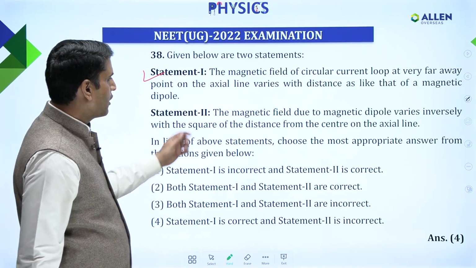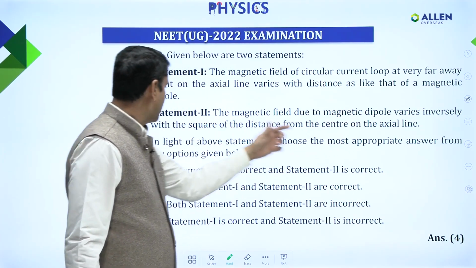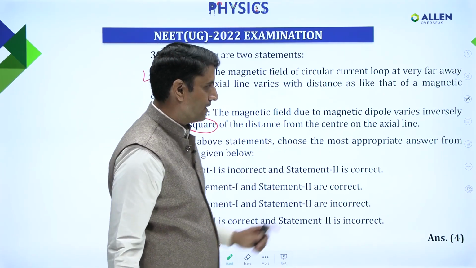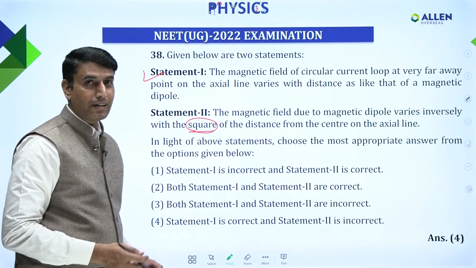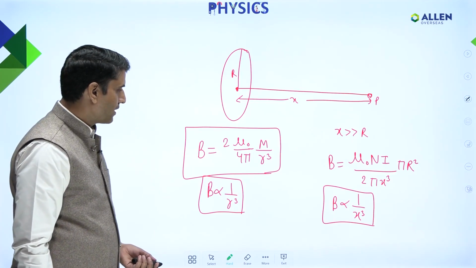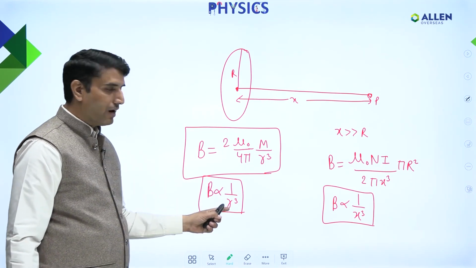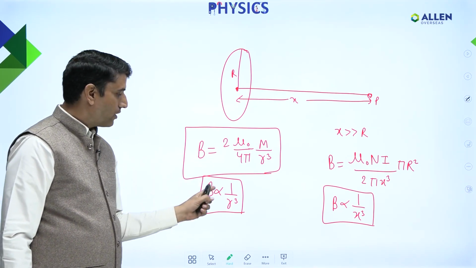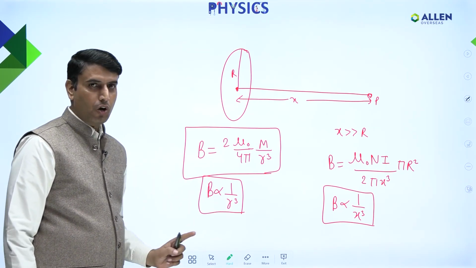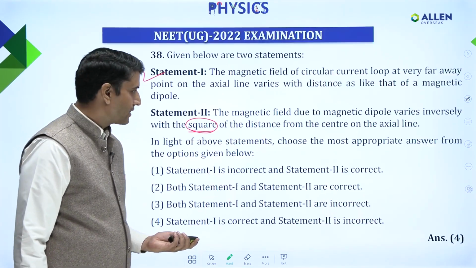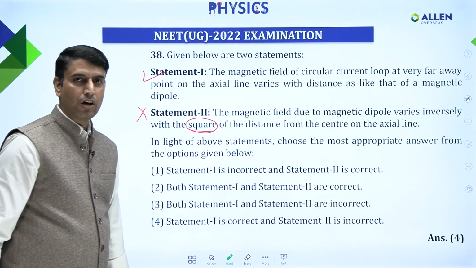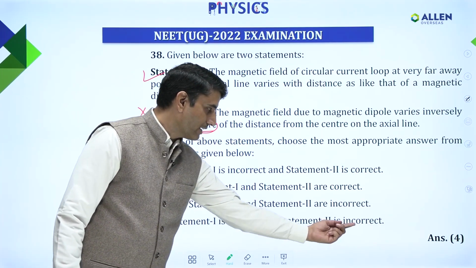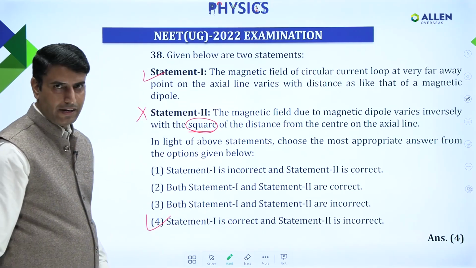Now, the second one: magnetic field due to a magnetic dipole varies inversely with the square of distance from the center on the axial line. Square is mentioned, but as we have just seen, B is proportional to 1 upon r cube for a dipole on the axial line. So here it is r cube, not r square, and the second statement is wrong. So statement 1 is correct and statement 2 is incorrect. So the fourth option is the right answer.